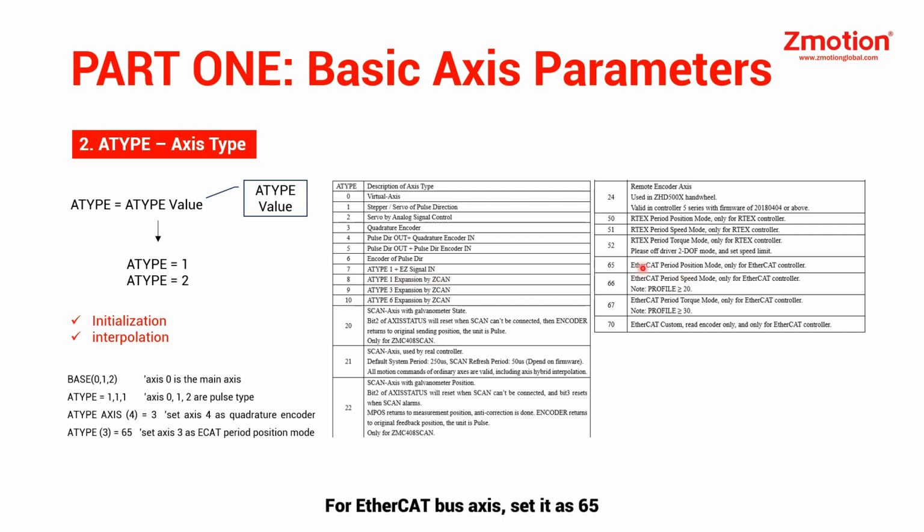For an EtherCAT bus axis, set it as 65. They should be configured in initialization, and the axis types must be matched correctly. It also supports interpolation between different axis types. That is, a bus axis and a pulse axis can do an interpolation motion. If there are several axes, you can also set them together like this, or write several commands to specify the corresponding axis.